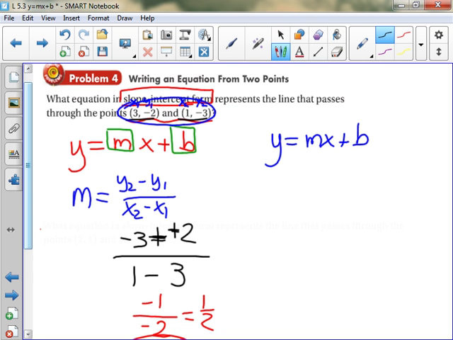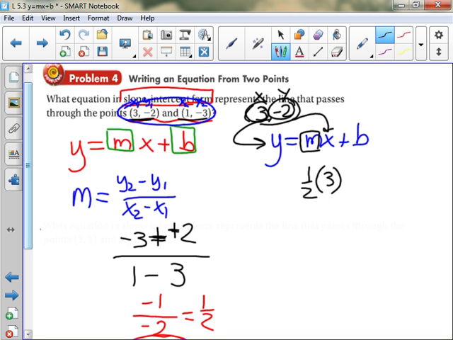In this problem, I know now what the m is. I just calculated the m to be 1/2. I also have 2 coordinates. I'm going to write one of them down, 3, negative 2. And this coordinate has an x and a y. So I'm going to take the x value and put it in place of the letter x in the equation. And I'm going to take the y value and put it in place of the y in the equation. And now the only thing that's missing is the b, which I can solve for now.